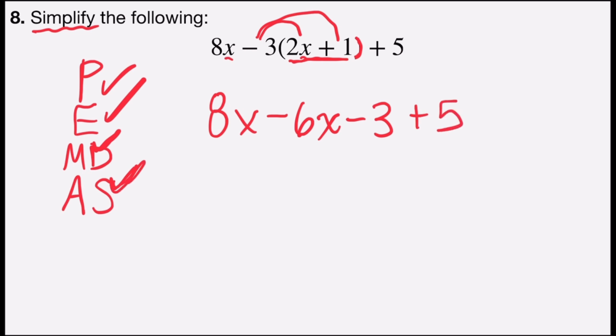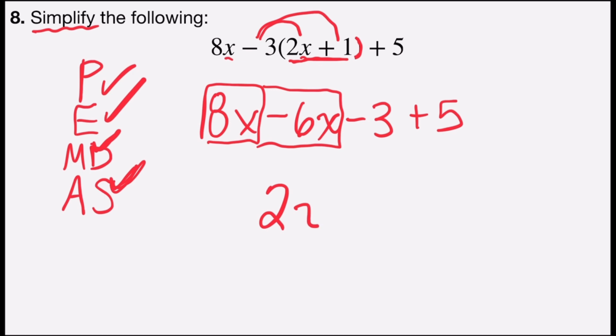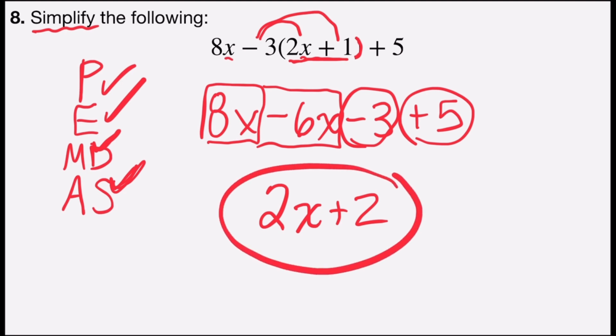Now I'm going to move on to adding and subtracting, which means I'm going to combine like terms. So I have 8x minus 6x, they're both named x, and so 8x minus 6x will be 2x. And then I have a negative 3 plus 5 as numbers, and so negative 3 plus 5, or 5 minus 3, is positive 2. And so when I simplify, my answer will be 2x plus 2.